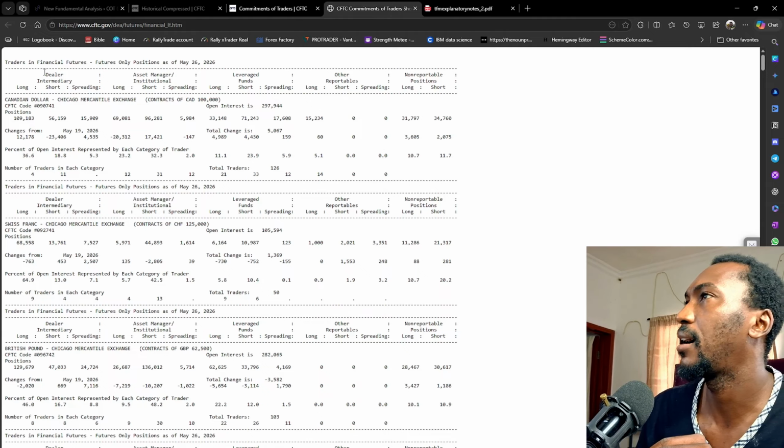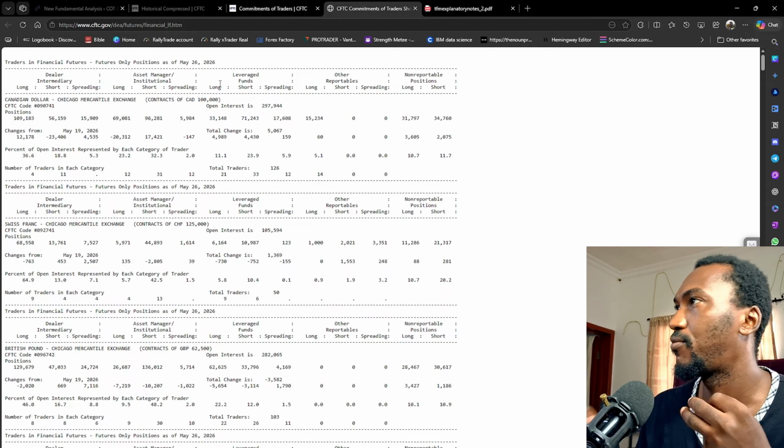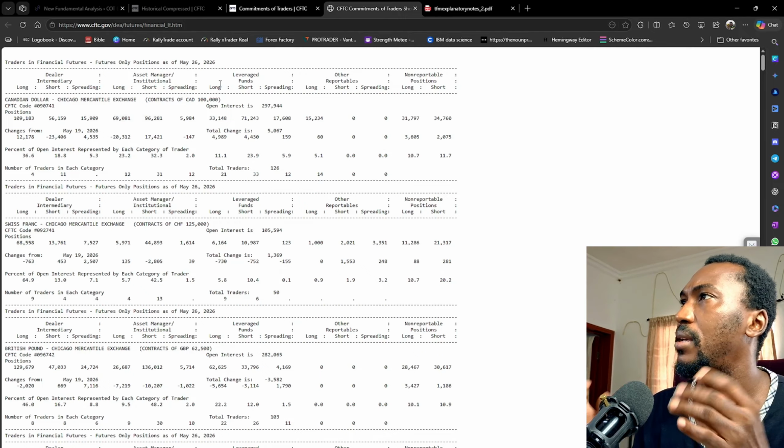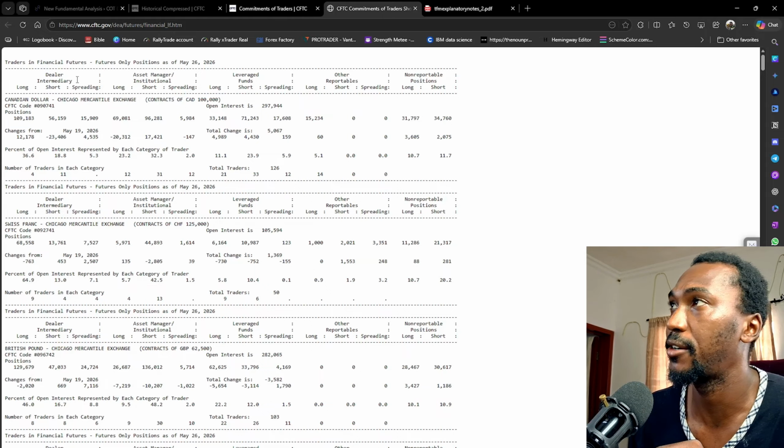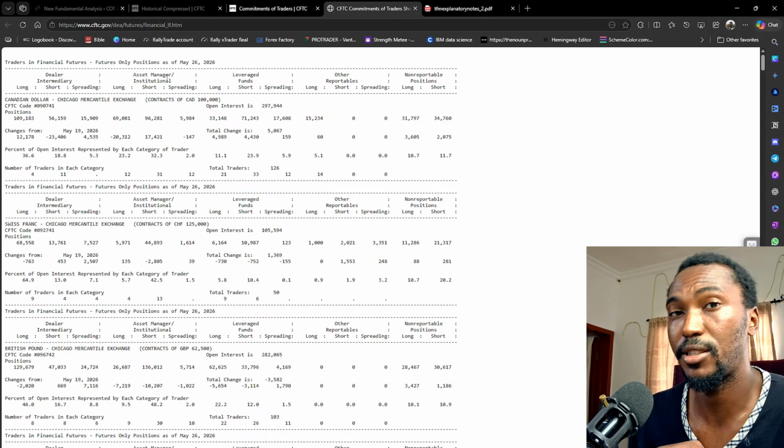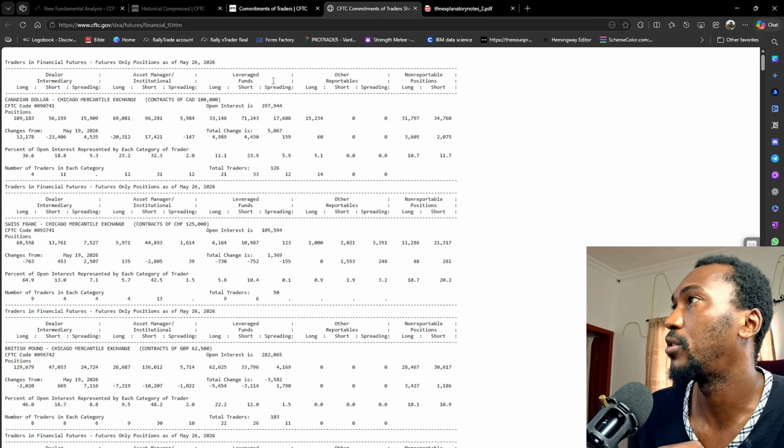Right here, you see that there are 4 types of traders. There are basically 5 actually, but there are 4 main types of traders here. There's the dealer intermediary, there's the asset manager / institutional, there's the leverage fund, other reportable and non-reportable positions. Now, obviously, I know your mind goes straight to asset managers institutionals, right? Asset managers institutional, follow those guys and trade. I think that is not a smart idea.